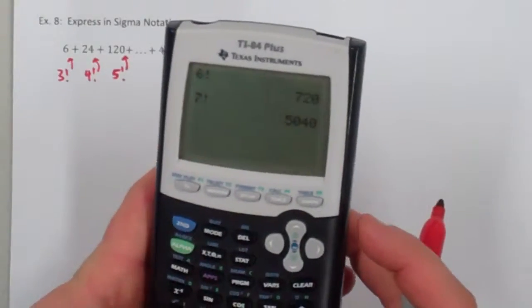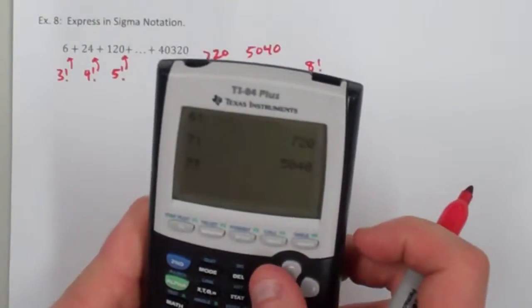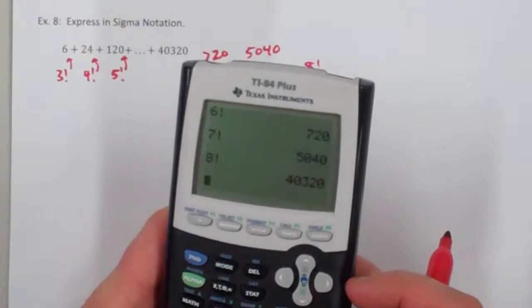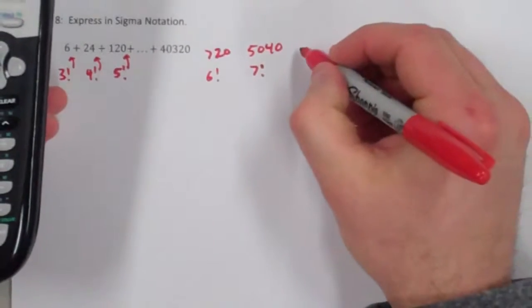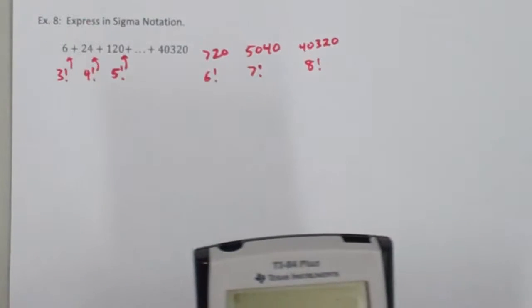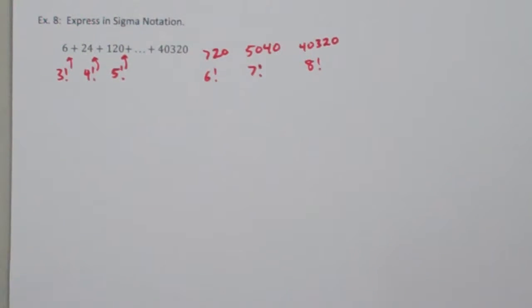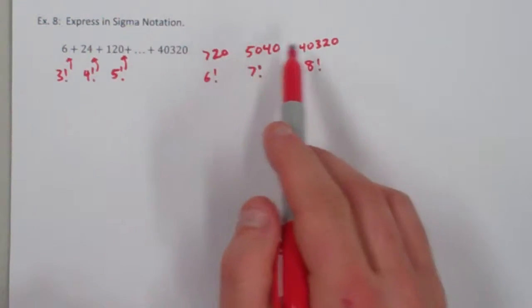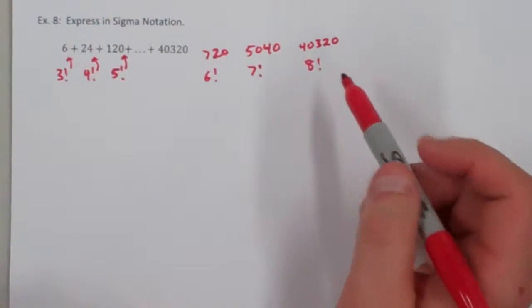It's probably going to be this one. We'll see what happens. So we'll enter that in, and there it is. 40,320 would be 8 factorial. Now keep in mind that's not the 8th term. You can see here that this would be the first term, second term, third term, fourth term, fifth term. It's actually just the 6th term here.